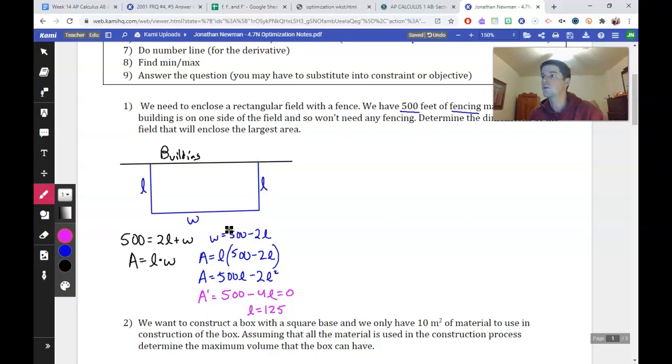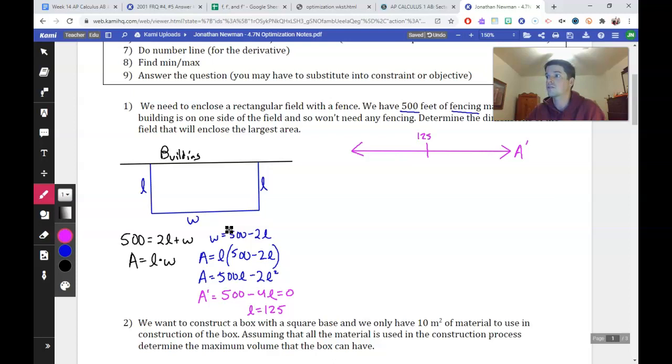125. At this point, we want to set up a number line. So here's our number line, and this is a number line for the derivative. I want to mark that to remind myself that's A prime. I'm checking to see whether A prime is positive or negative, because that tells us whether the function is increasing or decreasing.